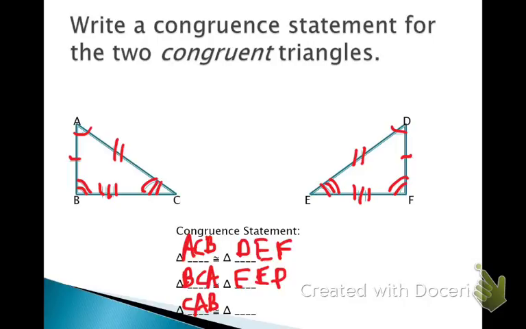What would be my first letter in the triangle on the right? E goes with C, so it would be E. What goes with A? D. And what goes with B? F. Everybody get the idea on naming triangles? All right.